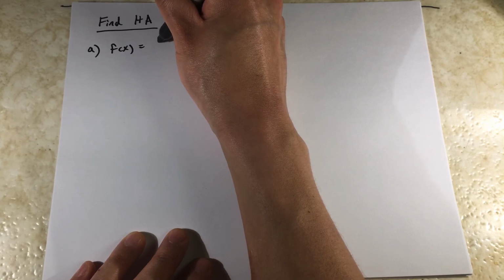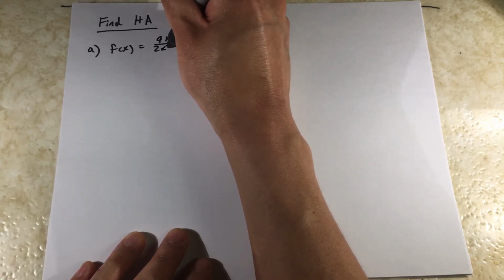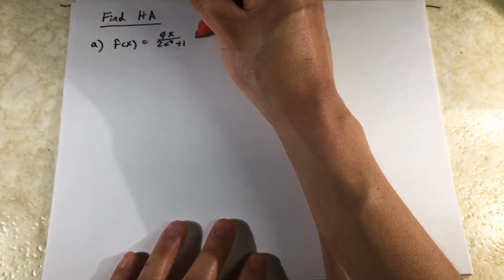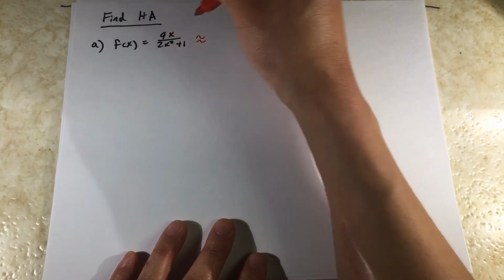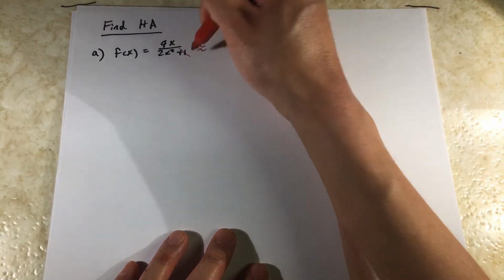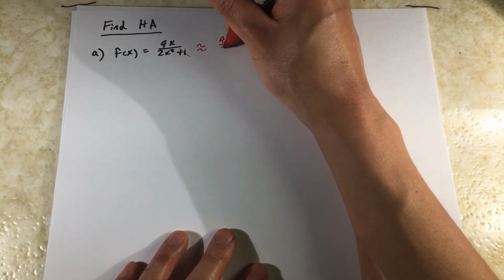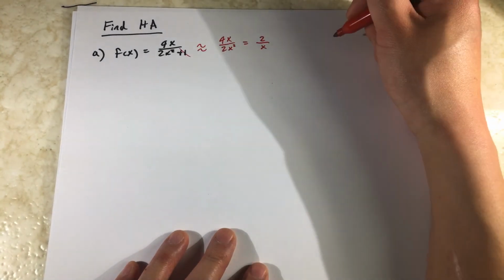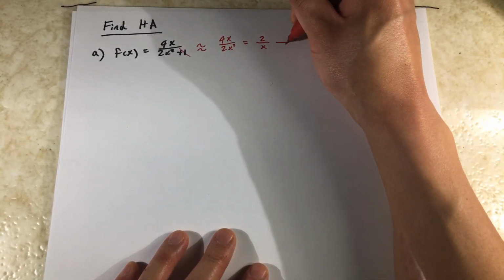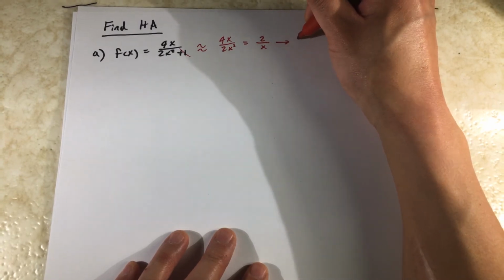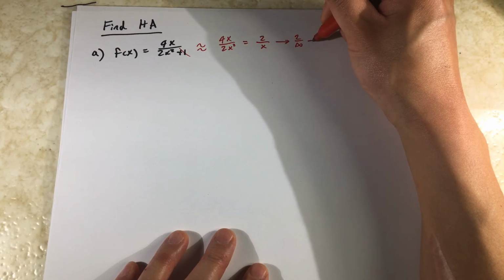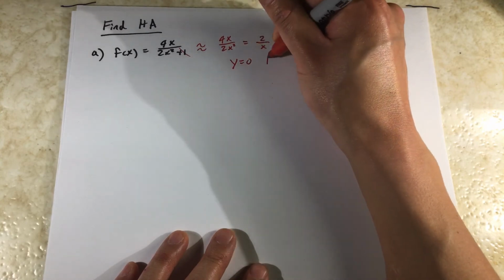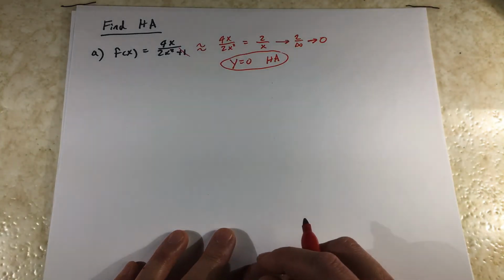f of x is equal to 4x over 2x squared plus 1. Okay, so what we're going to do is we're going to approximate this. So again, the way we approximate that is we keep the highest power of x in the numerator and highest power of x in the denominator and get rid of everything else. So we get 4x over 2x squared. And then we can cancel out a 2 and cancel out an x. So we get 2 over x. And as x gets really large, this is going to approach 2 over infinity, which approaches 0. So our horizontal asymptote is y equals 0. Okay.